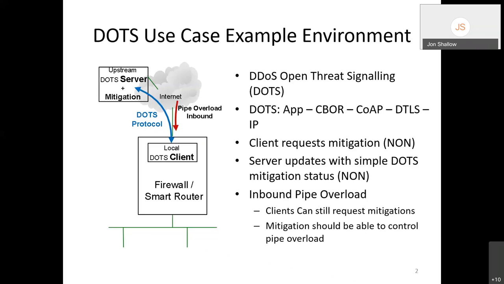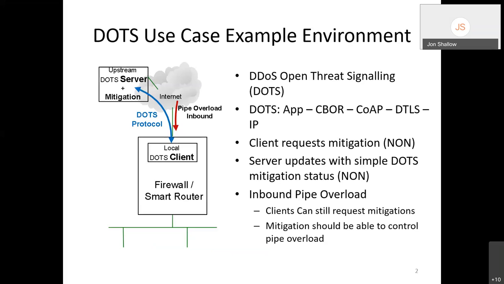So here we just have kind of a schematic diagram of where we have, this is a use case, or other ones as well, where we have a client at the end of an internet pipe, the internet, and we have some sort of upstream server, DOTS server, who gets with the DOTS client on the local device and provides mitigation services based on information that's passed backwards and forwards. And so essentially the application is using CBOR across CoAP, across DTLS.